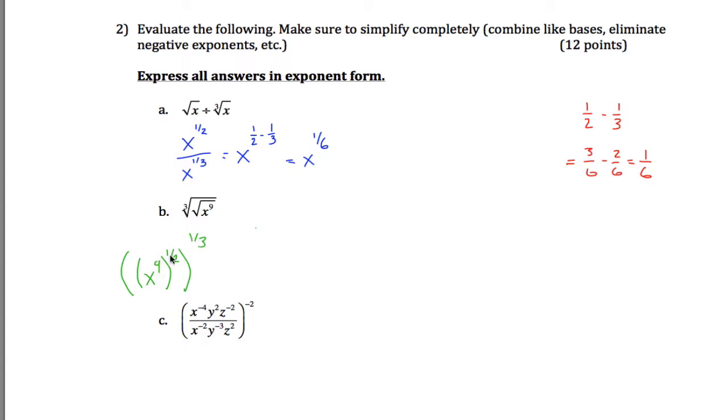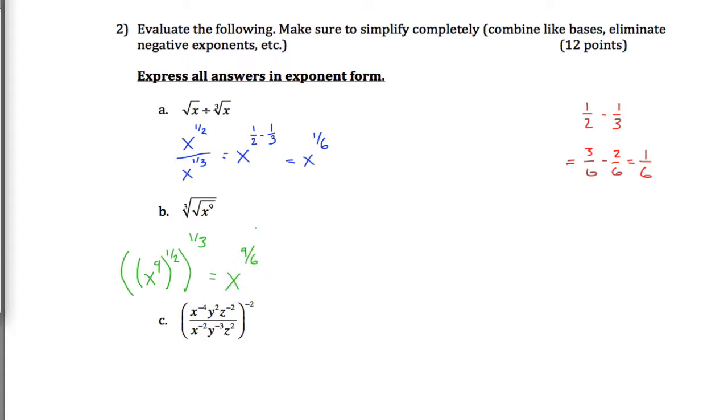So one way to tackle this problem is to first convert everything into exponent notation. x to the 9th raised to the 1/2, raised to the 1/3, and then apply our second exponent rule, which says when you're raising exponents to exponents, you multiply them. 9 times 1/2 times 1/3 is 9/6.